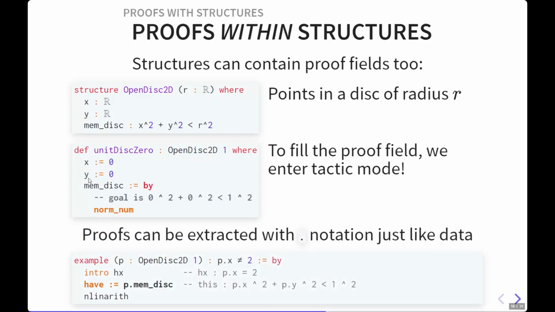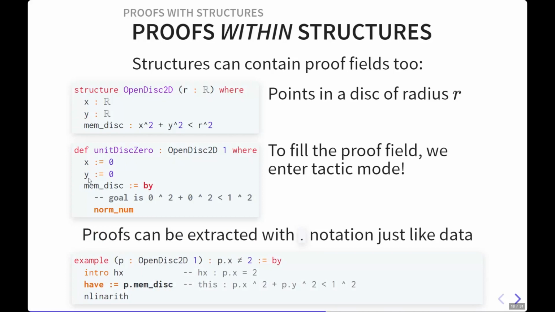Let's imagine now, instead of creating an object of type open disk, we want to show something about open disks. So here I have p, which is an element of the open disk with radius 1, and I want to show it's impossible for the x coordinate of that element to be 2. So I intro hx, which gives me this term saying that it is equal to 2, and we're now trying to prove False. And because we have this p object in scope, we can do p.memdisk, and that gives us the property that was inside the structure, just like we would for p.x.